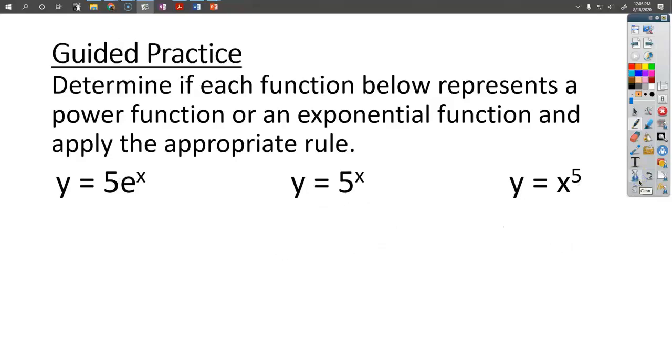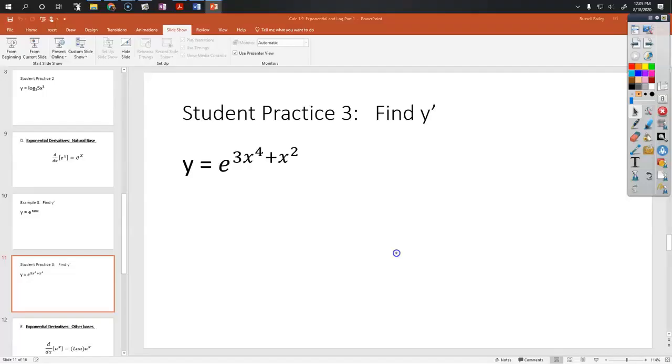So we've learned about how to find derivatives of logs and exponential functions in this lesson. Hope it was good, and we'll talk to you guys in class. The end.